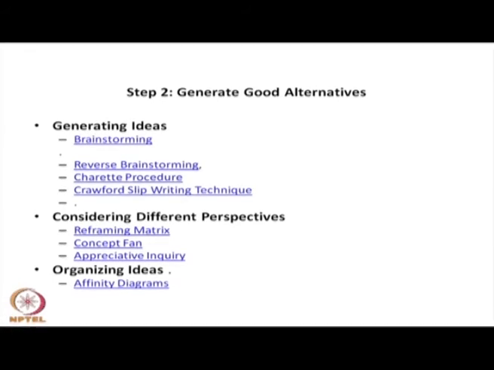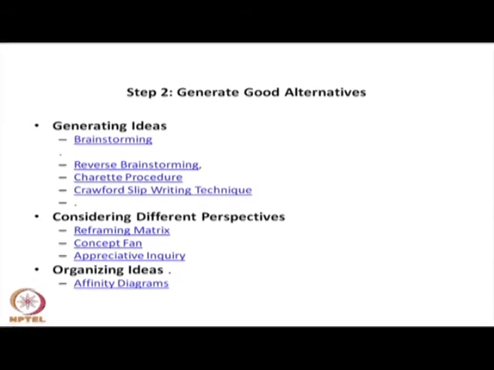First is generating ideas, which can be done through brainstorming, reverse brainstorming, Charlotte procedure, or crowd slip writing technique, whatever it is. These are the 4 techniques undertaken to generate ideas. Considering different perspectives involves the reframing matrix and the concept of appreciative inquiry.